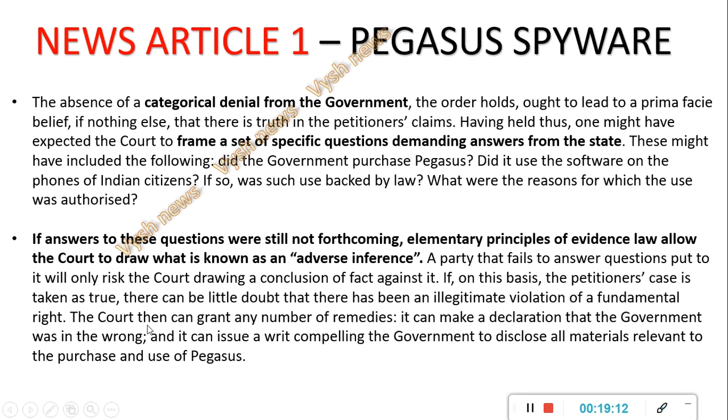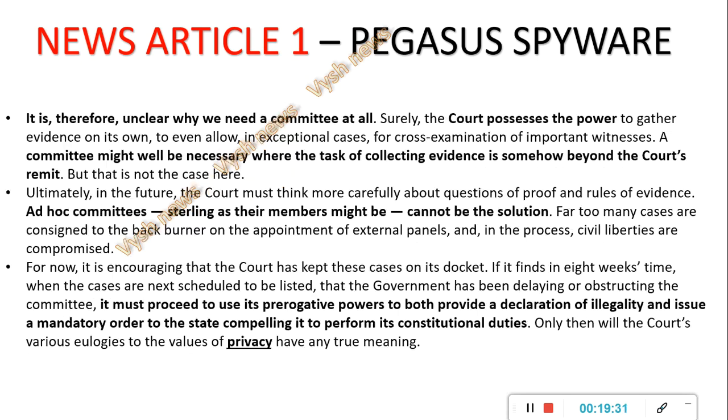If there is a violation of a fundamental right, the court can then grant any number of remedies. It can make a declaration that the government was in the wrong, it can issue a writ compelling the government to disclose all the materials relevant for the purchase. So if they are not giving a response, the court itself can tell them that you are wrong, you are guilty, you have to give us an explanation. That power the court has. That is what the author is telling.